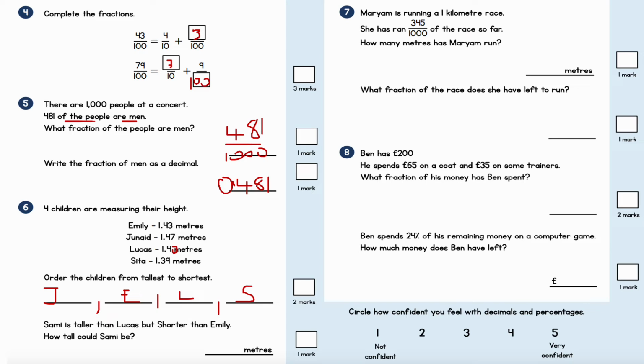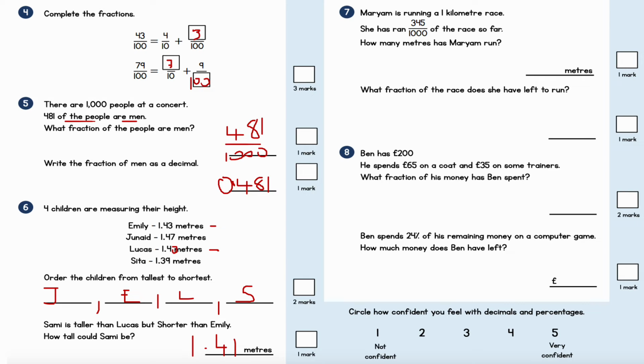Sammy is taller than Lucas, but shorter than Emily. So taller than Lucas, 1.4, and shorter than Emily. How tall could Sammy be? Well, Sammy could be 1.41, or Sammy could also be 1.42. Either one is fine.